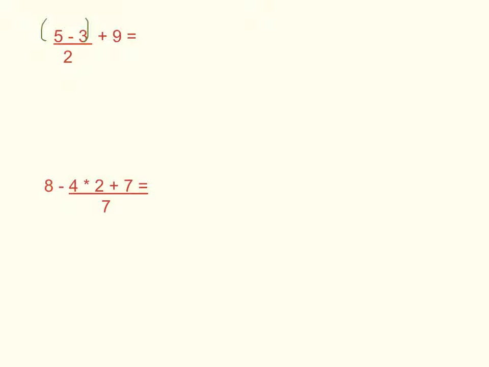So when I'm solving this one, I'm going to start with that 5 minus 3 to give me 2 divided by 2. And I haven't done anything with that plus 9, so I'm going to leave that there. Division comes first, so I'm going to do 2 divided by 2 to get 1. Plus 9 equals 10, so the whole thing would equal 10.